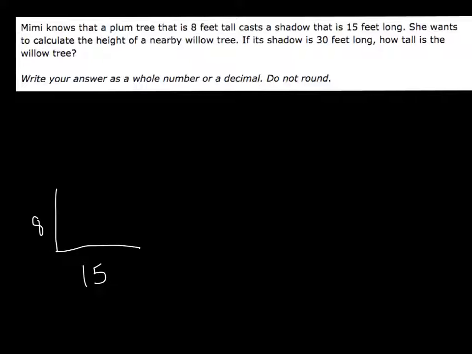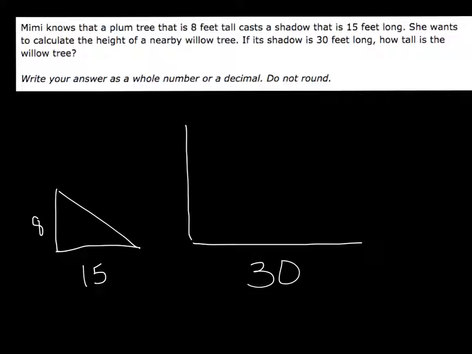She wants to calculate the height of a nearby willow tree. So I guess plum trees are maybe shorter and willow trees are taller. So here's my willow tree. The shadow of the willow tree is 30 feet long. How tall is the willow tree? So we don't really care about the hypotenuse other than knowing that's the sun shining down and casting the shadow.